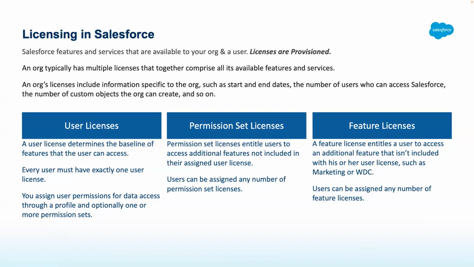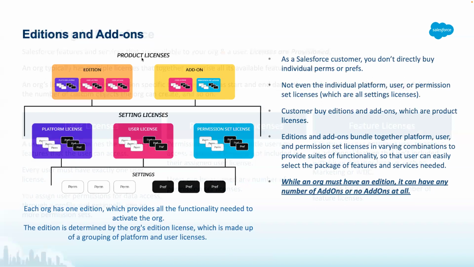So if I want to just summarize, I can put it in a way where I have the product license, which is my edition. Each edition will then have the platform license, user license, and I can define what each user should be capable of. Then I can also have the add-on licenses for my edition. I can also have the additional platform user and permission set licenses, and then I can configure which user can get what.